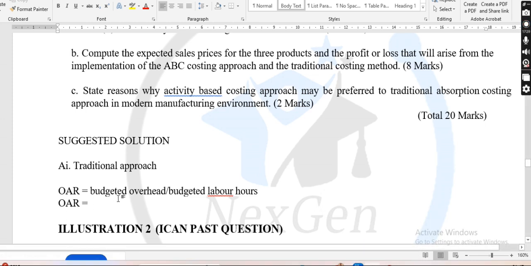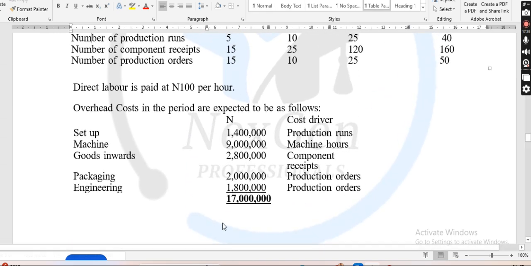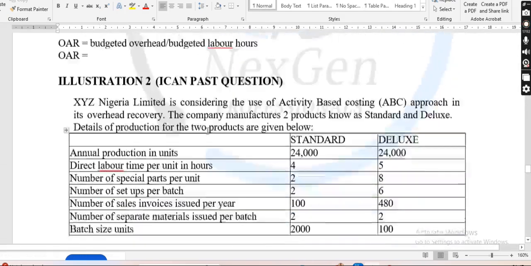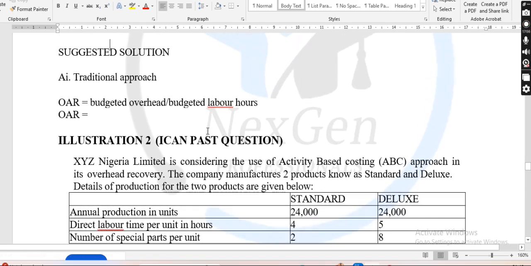Now, your budgeted overhead. Let's quickly go back to our question. You can see this is your overhead cost, and the total is 17 million. That is your budgeted overhead. That is your overhead cost. So you put it there as 17 million.